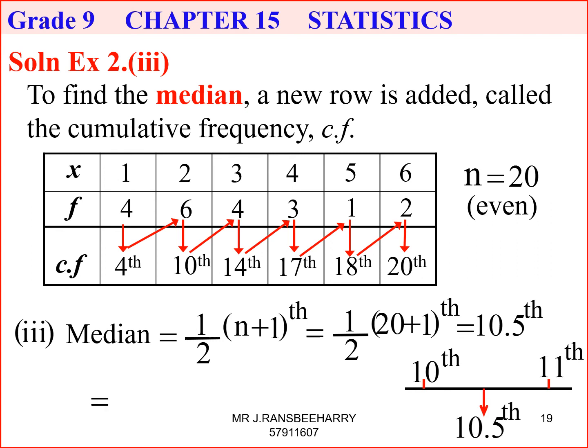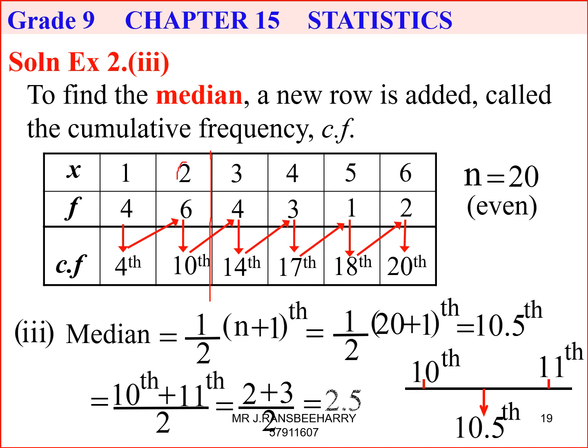So this is between the 10th and 11th. We have 10.5, which means between the 10th and 11th. So we find the 10th term from the table. Here 2 stops at the 10th term, which means the 10th term is 2. The 11th term is 3. So 2 plus 3 over 2, 5 over 2, 2.5.